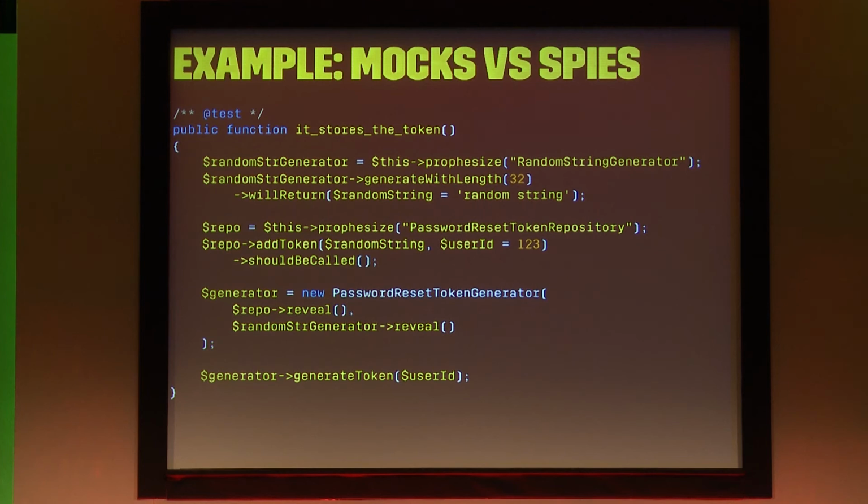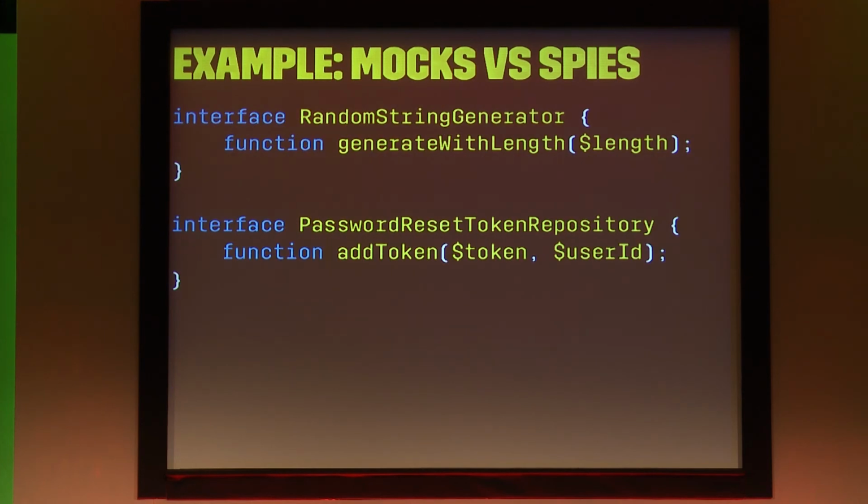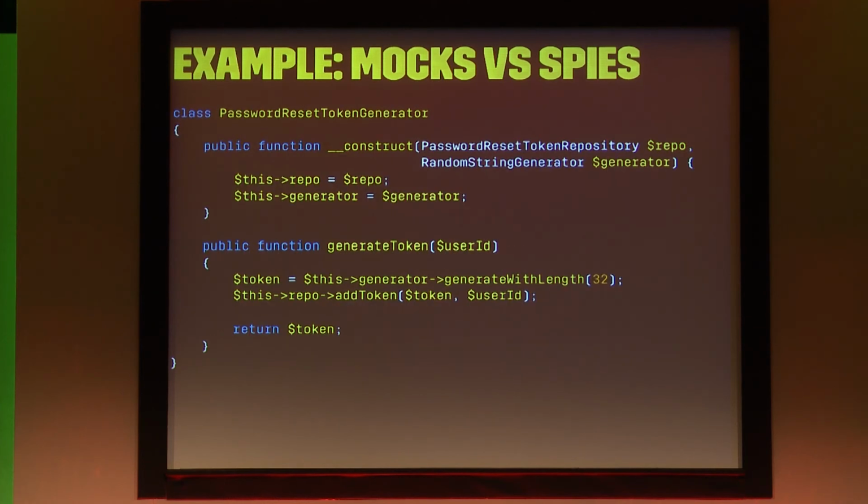So having written that test, we know we've discovered these two interfaces that we need. Later on, we'll come back and write actual implementations of those. We'll use a database, no doubt, for the repository and something else for the generator. And our system under test looks quite neat and tidy.